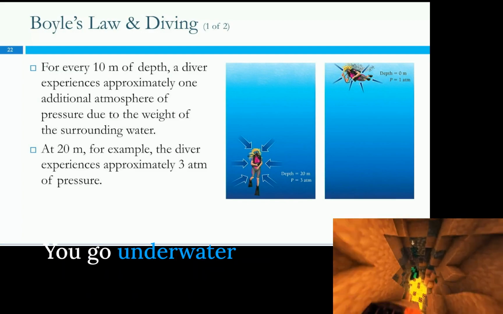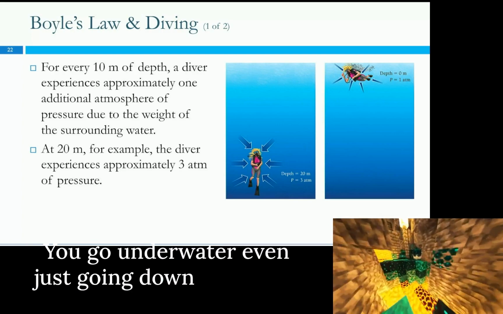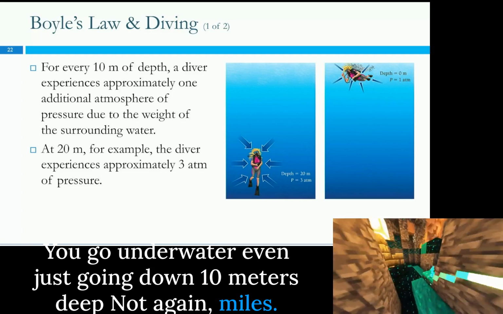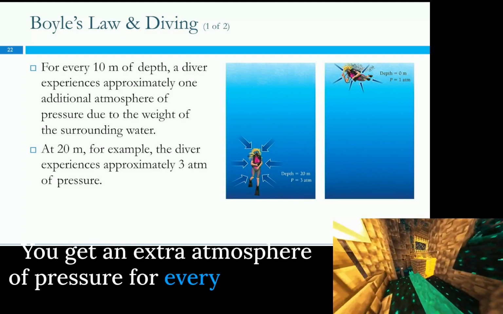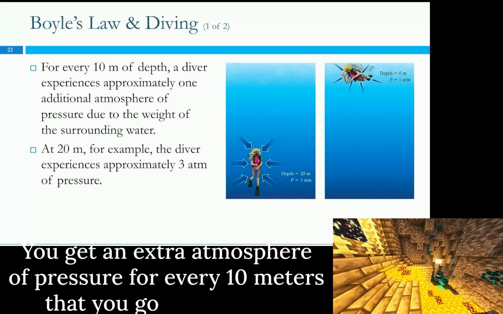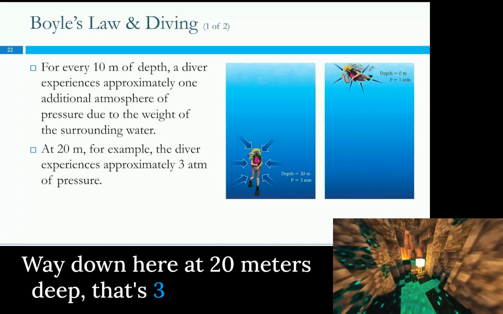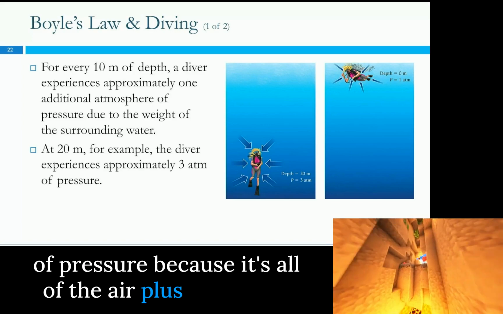You go underwater, even just going down 10 meters deep, not miles, you get an extra atmosphere of pressure for every 10 meters that you go underwater. Way down here at 20 meters deep, that's 3 atmospheres of pressure because it's all of the air plus the water.